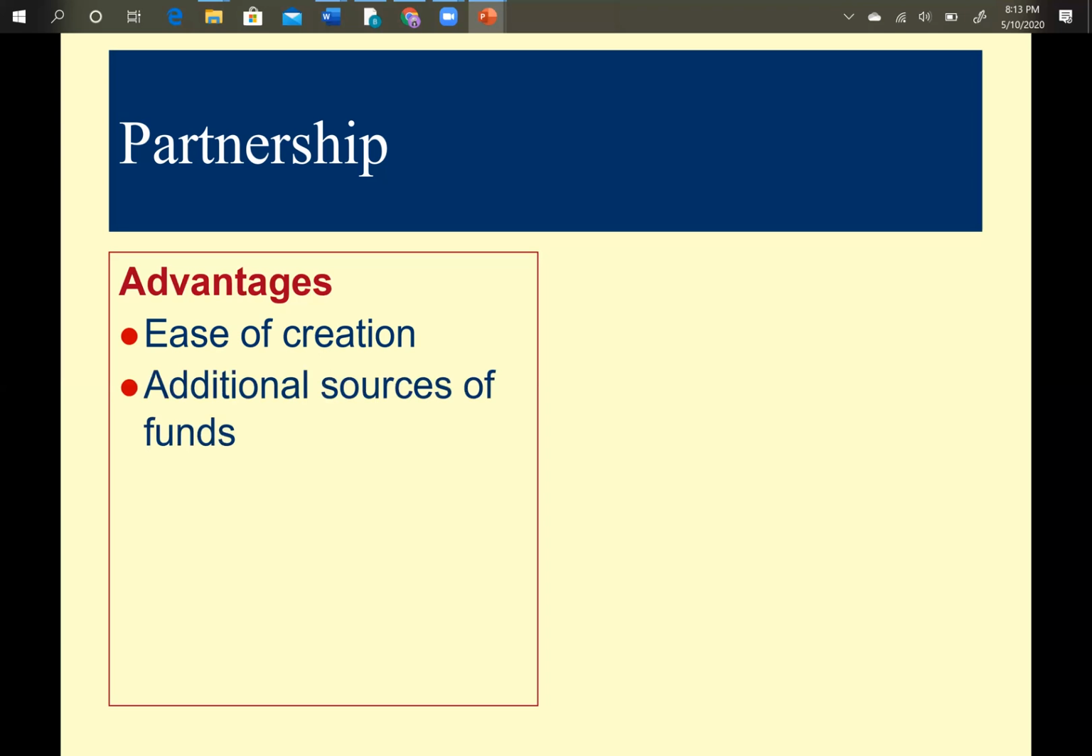Some of the additional sources of funding. Now you have somebody else, maybe a couple individuals, with whom you can pool resources together, which you will be allowed to use as additional resources in the funding of your partnership or your new business. That too would be an advantage of a partnership.